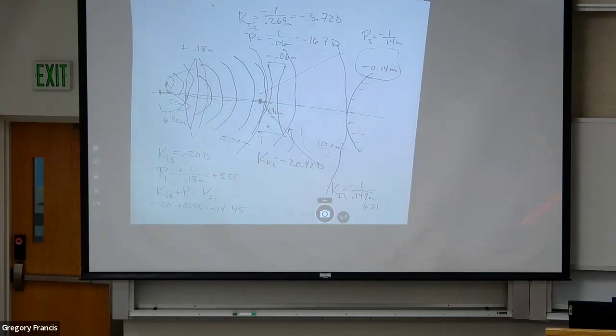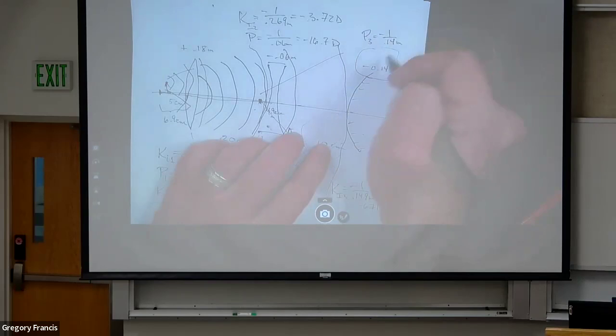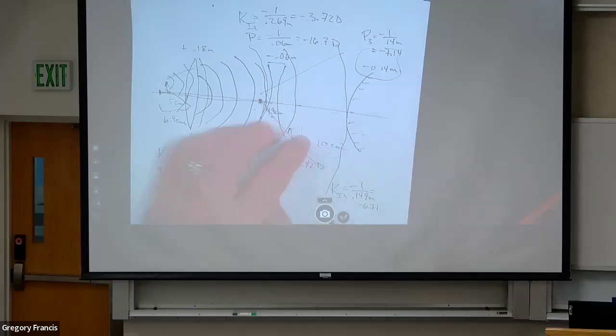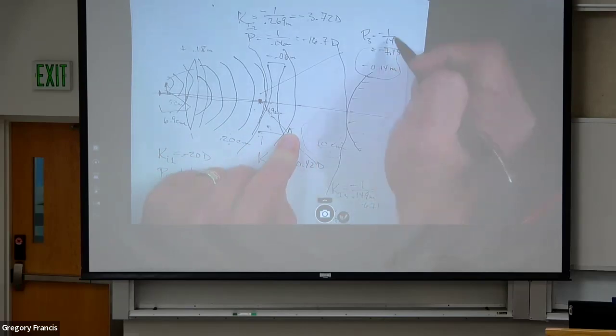That's going to be negative 714.14. And so now my K final 3 is going to be, I add these two together, what I give it and what the lens does to it, is going to give me negative 13.85 diopters.